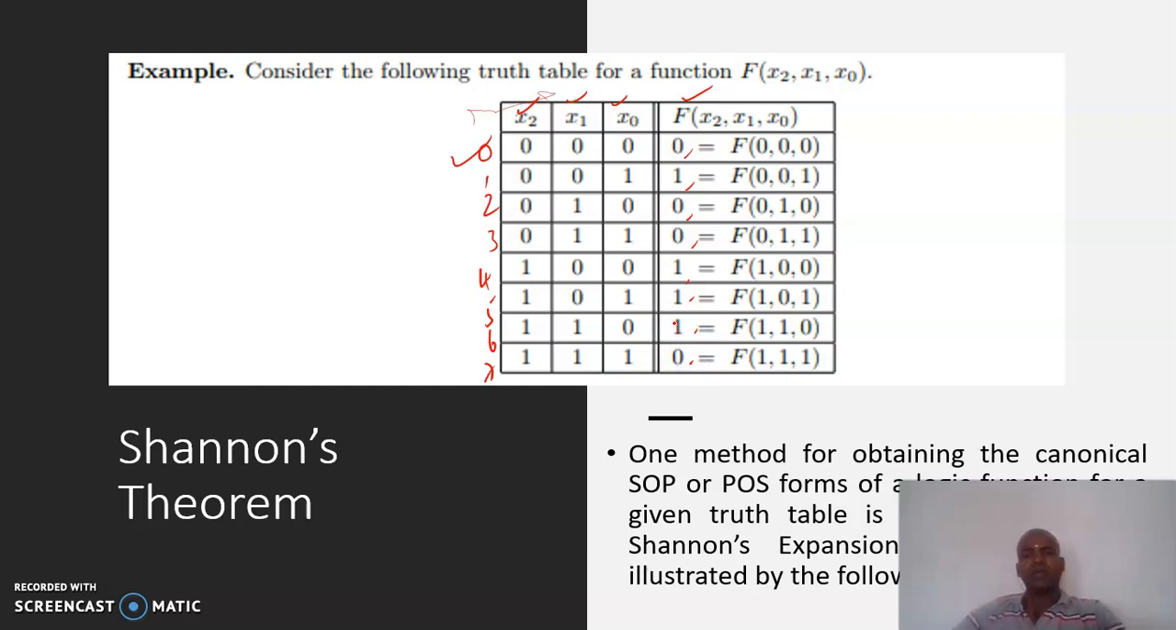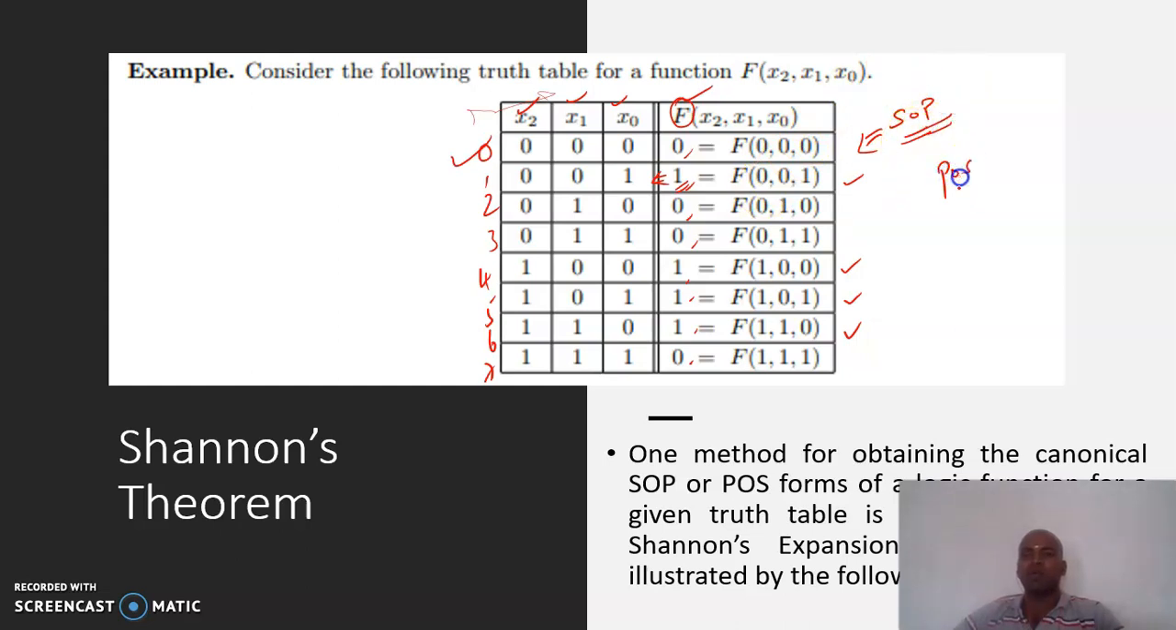Now we are going to apply Shannon's theorem to this truth table to write the SOP expression separately as well as the POS expression separately. To write the SOP expression from this truth table, in all the places where the outputs have the value 1, we need to take the corresponding combinations of inputs separately. See, 1, 2, 3, 4. In 4 places the output is equal to 1. So we are going to consider those 4 combinations of inputs alone for writing the SOP expression.